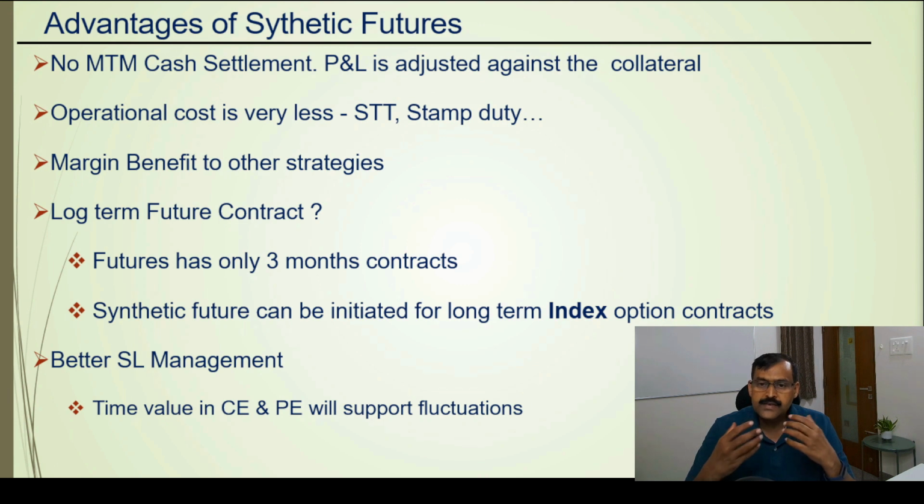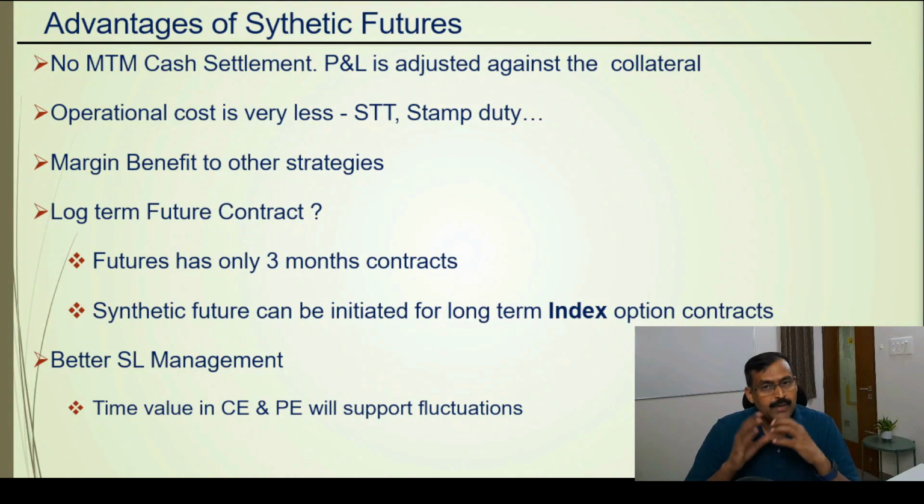And if you want to initiate a long-term future contract, it is not possible with the normal future contracts beyond 3 months, because all the future contracts are restricted to 3 months only. Whereas you have long-term options available 1 year, 2 year for all the indices, that is Nifty and Bank Nifty. So you can easily initiate synthetic long-term future with Nifty and Bank Nifty. The long-term synthetic future contracts are not possible for stock options. That is because there are no long-term option contracts available for stock options.